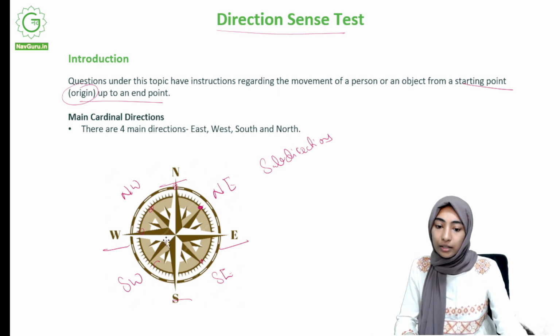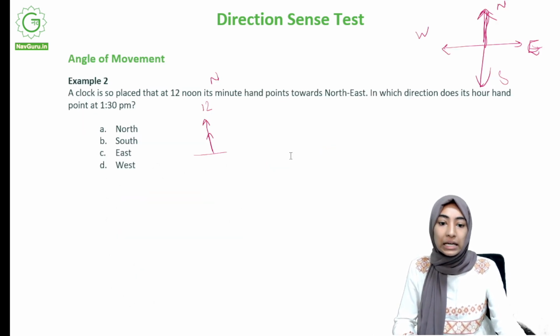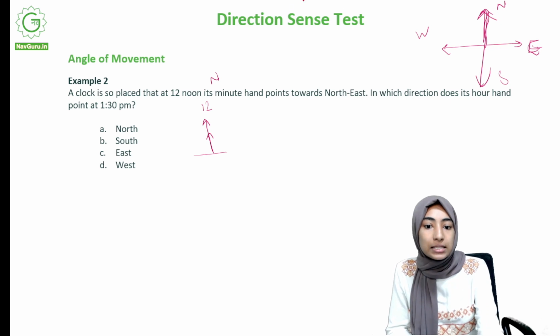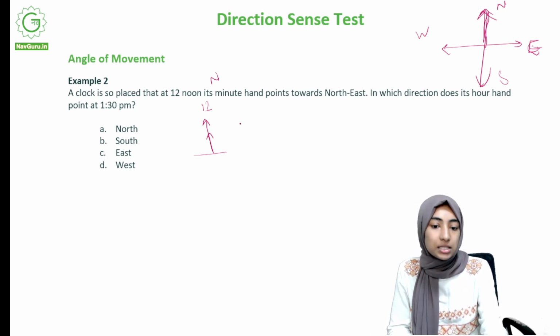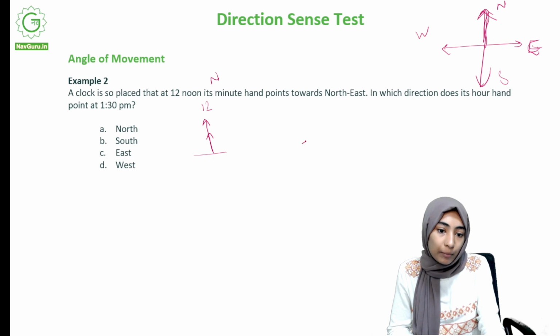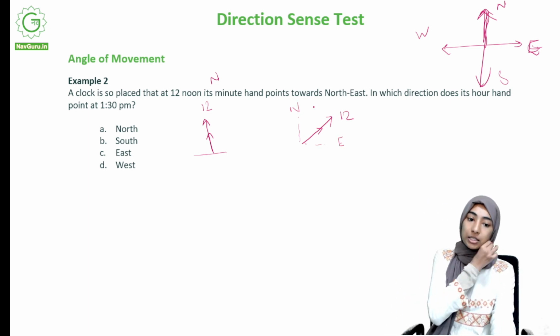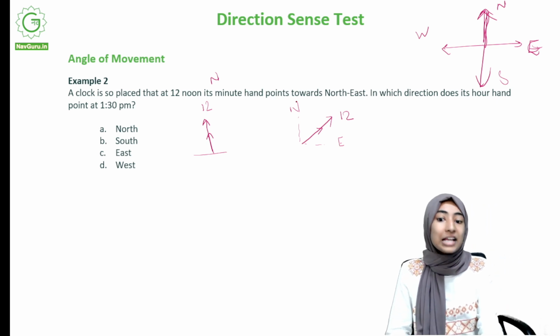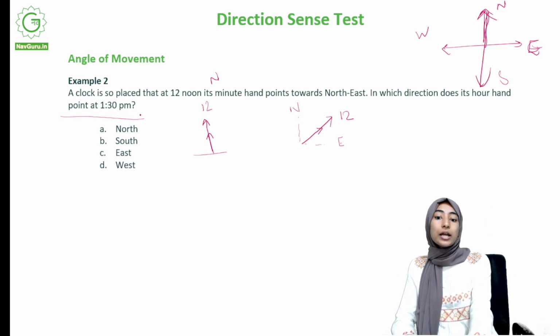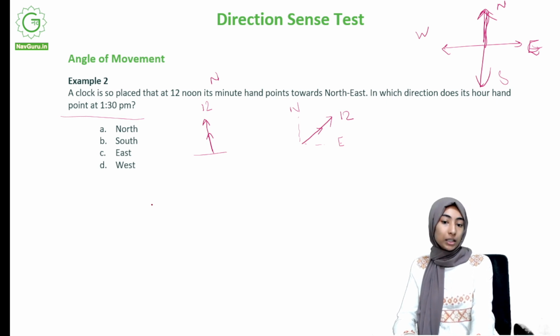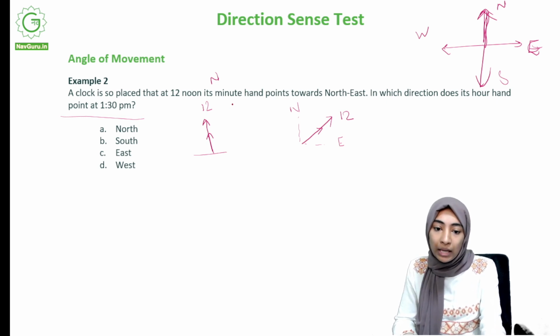Okay, moving on. So here, when you say northeast, instead of the clock being of this kind, the clock is somewhere like this at 12 noon. So this is north and this is east. It's northeast. In which direction does its hour hand point? Now what we need to look at is in which direction the hour hand points at 1:30 p.m. At 1:30 p.m. the hour hand will usually be pointing towards 1.